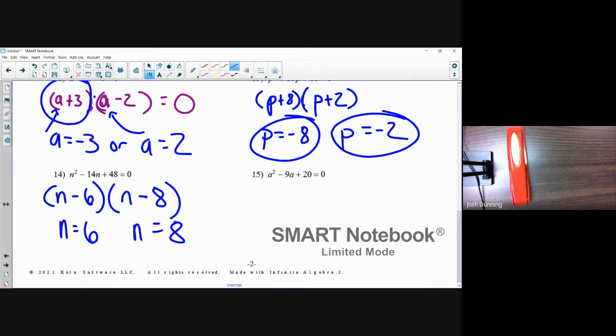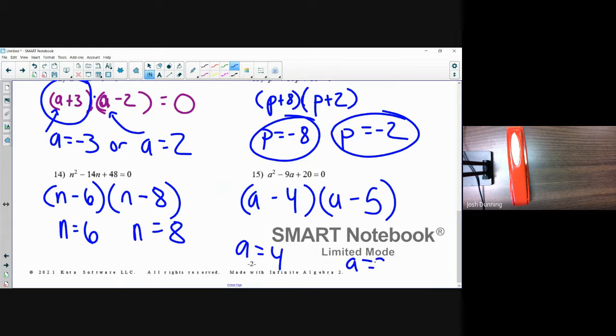Same on 15. They're both minuses in your factors. Again, those are the factors right there. 4 and 5. 4 times 5, 20. 4 plus 5, 9. They're both minus. Those binomials, those parentheses, those are the factors. Switch the signs for the solutions. Again, a solution is when you tell me what the variable is equal to.